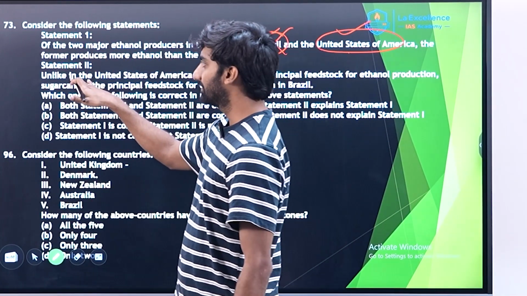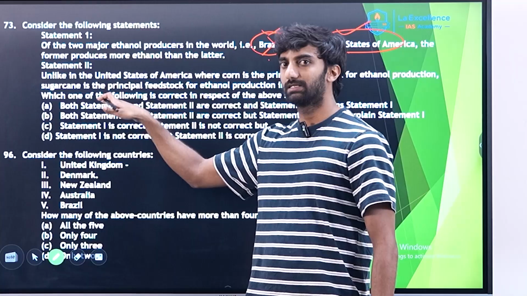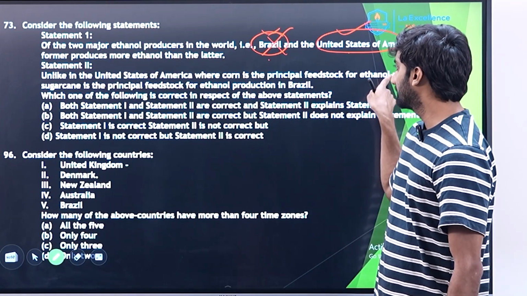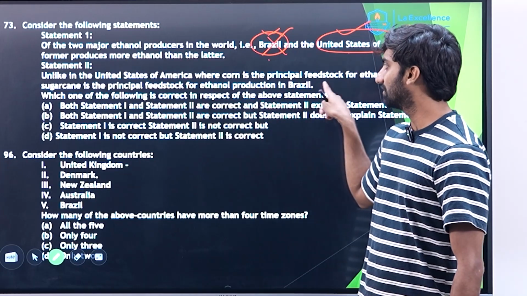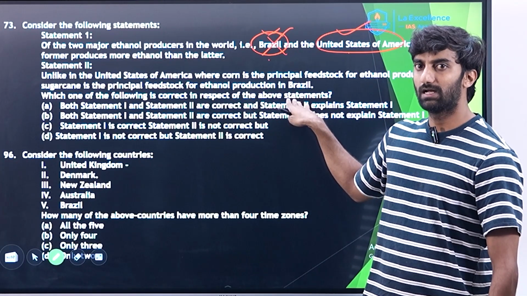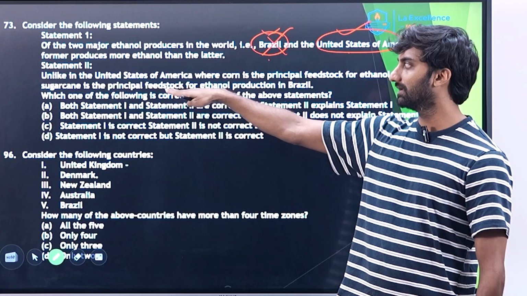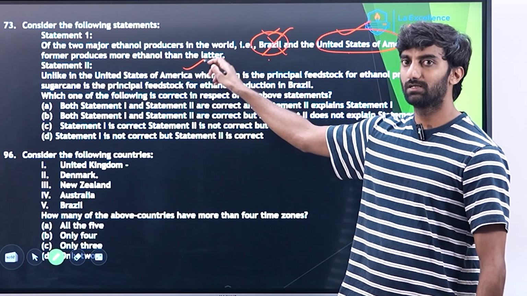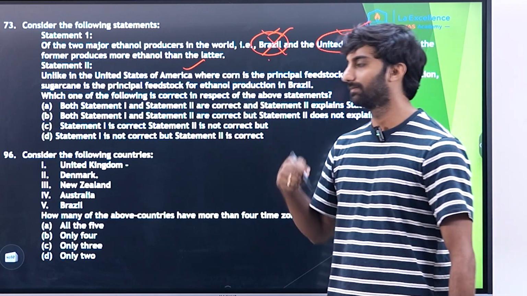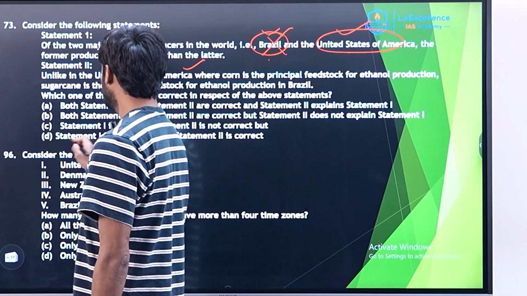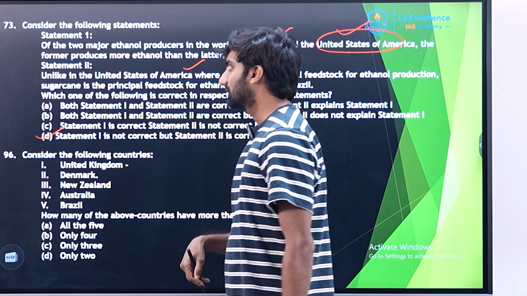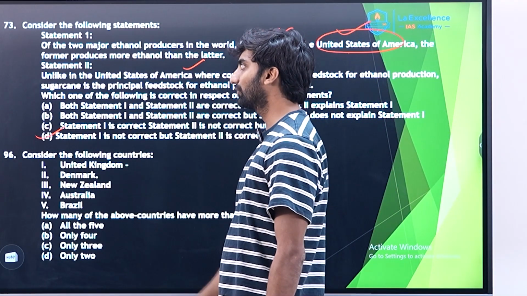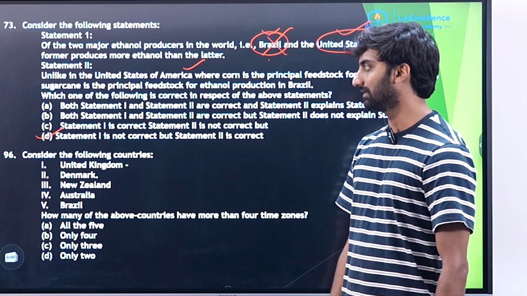So we need not check statement 2, but still statement 2 is a factual statement. This is also correct. Unlike in the US where corn is the principal feedstock for ethanol, sugarcane is the principal feedstock for ethanol in Brazil. Brazil is the world's largest producer of sugarcane. Based on sugarcane, it is producing ethanol. The USA belt is called the corn belt of USA. Using corn, it is generating ethanol. So statement 1 is incorrect. Statement 2 is correct. Answer should be D. So 73 D.